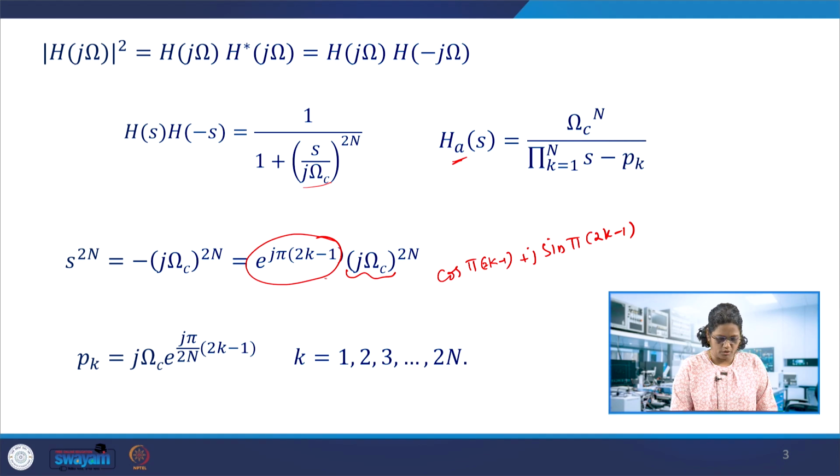So the pole location p k can be written as j omega c times e power j pi, where the 2n is taken as the root of minus 1, that is, minus 1 to the power 1 by 2n.